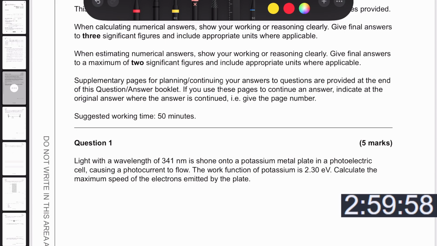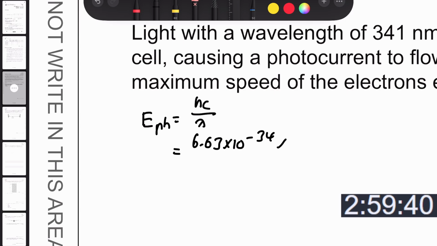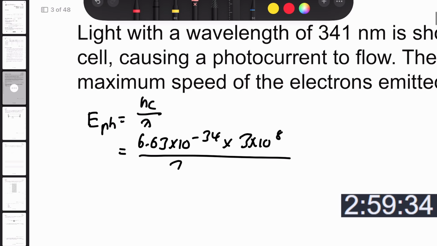Light has a wavelength of 341 nanometres and is shone onto a photoelectric plate. Calculate the maximum speed of the electrons emitted by the plate. So let's find the energy of this photon. It's going to be hc over lambda. So 6.63 times 10 to the negative 34 times 3 times 10 to the power of 8 over 341 times 10 to the negative 9.